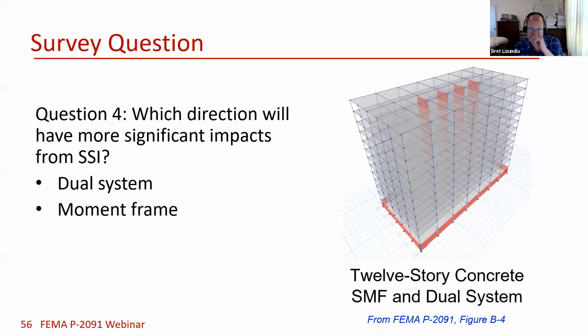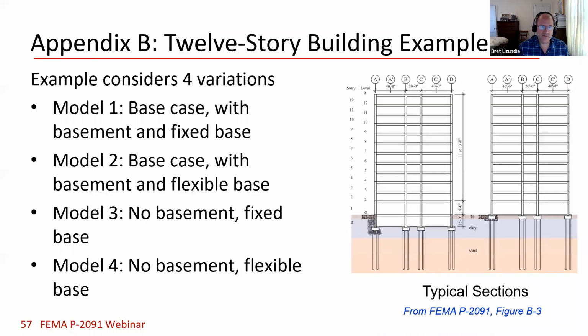All right, so we have an 80-20 split here, and the 80%, yes, that is correct. I was hoping that we wouldn't get 50-50 here, because this is the same height, one direction is a moment frame, more flexible, and the dual system is stiffer and has a higher structure-to-soil stiffness ratio. So that's the one that matters. And the detailed design example totally bears that out. We actually have 4 different variations in that worked example, showing the influence of a basement or no basement, fixed versus flexible.